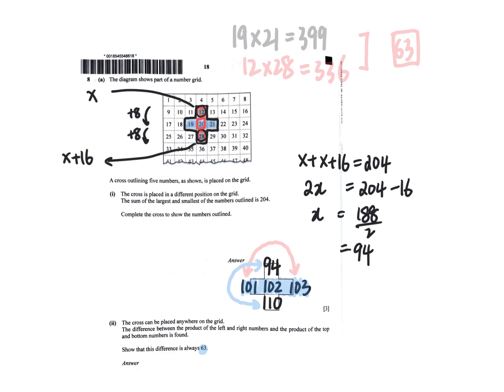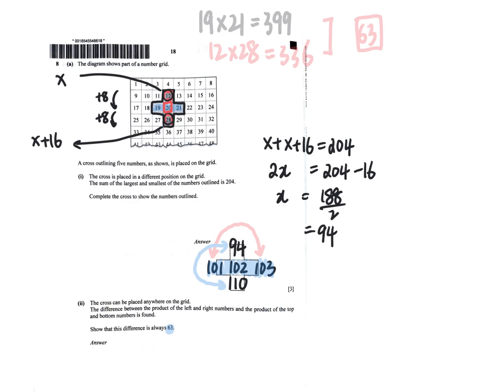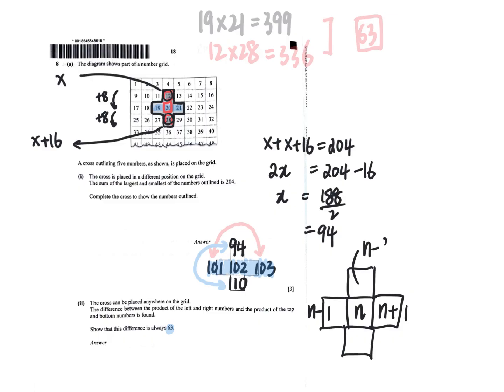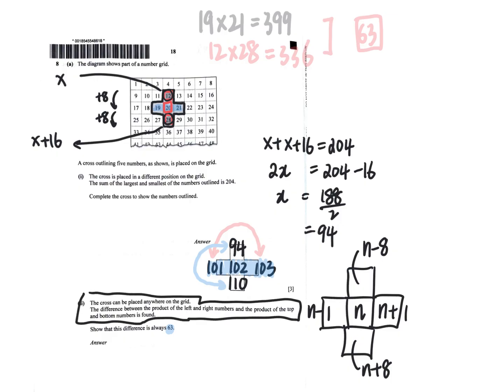This is one example only. They want you to prove that it is true for all examples. So if I'm using this, I let this be n. Then this one must be n minus 1, this one must be n plus 1. The top number must be n minus 8, the bottom number must be n plus 8. This is the pattern, right? So using this same theory, I want to prove that the difference is really always 63.